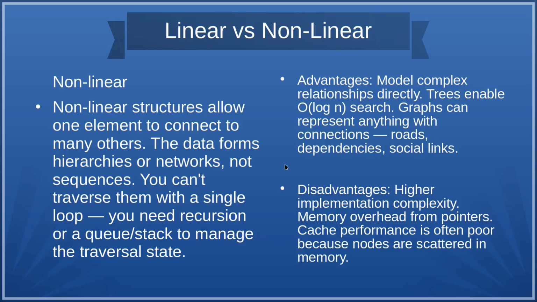Okay, here are nonlinear data structures. They allow one element to connect to many others. The data forms hierarchies or networks, not sequences. You can't traverse them with a single loop. You need recursion or a queue or stack to manage the traversal state. The advantage is they model complex relationships directly. They enable O(log n) search.